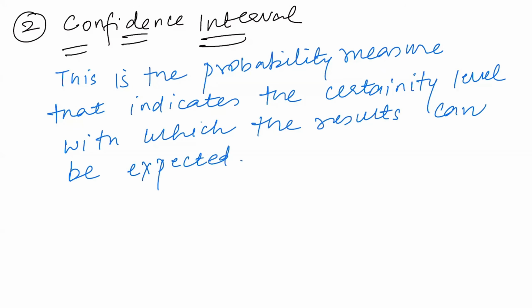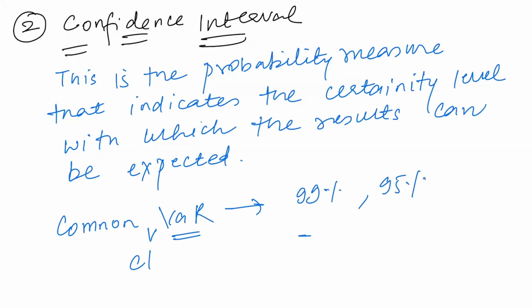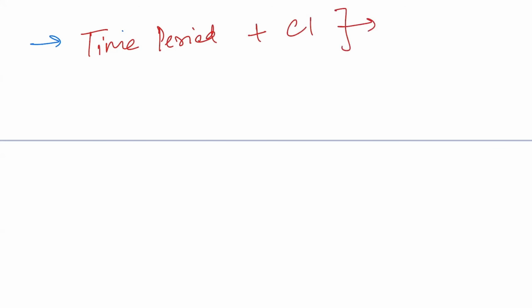Now, the common confidence intervals that we consider in value at risk are 99% and 95%. So these are commonly reported. When we combine these two elements, the time period and the confidence interval, that makes the complete reporting of value at risk.